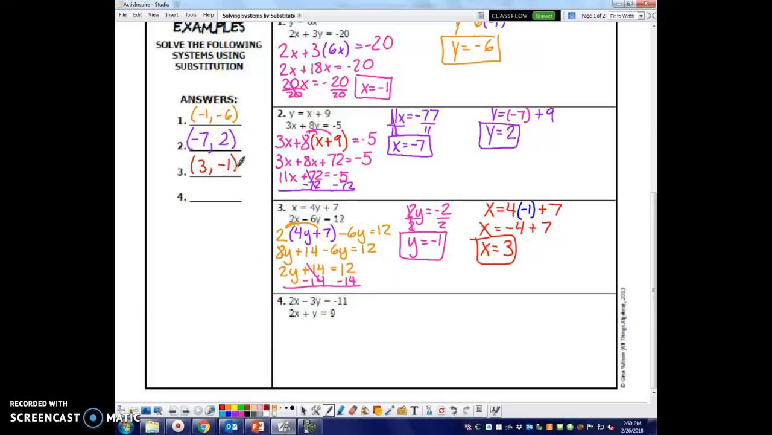Okay, very last one. Now this one, neither one is set to x equals or y equals, so we have to make that happen first. This one looks like the easiest because there's just a plain old y here, so we're going to move that x. So now we have y equals, when we move the x, it becomes -2x plus 9. Now we can do things like we normally would. So I'm going to use this equation, 2x minus 3, and instead of y, we're going to put -2x plus 9.